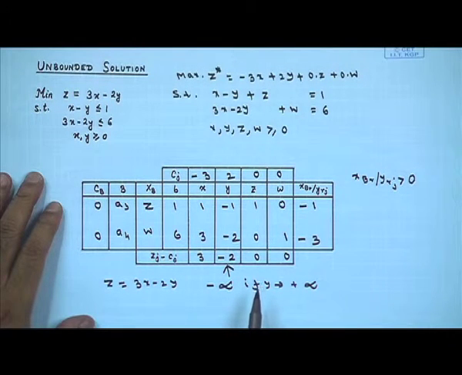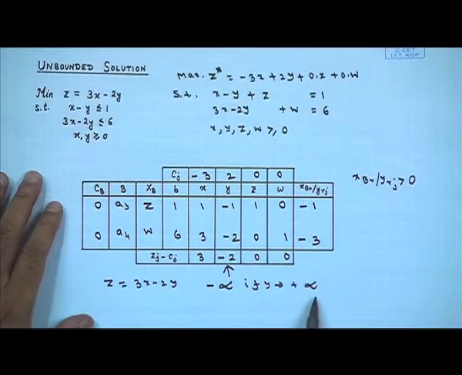You will obtain an unbounded solution, meaning there is no optimum solution you can obtain, and the reason is quite clear from here: whenever y approaches plus infinity, the objective function decreases to minus infinity.